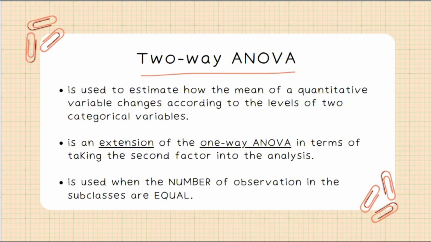Kay if dili siya equal, One-Way atong gamiton. So here's the example, and we use the factorial analysis. And the first factor is gender, while the second factor is age.